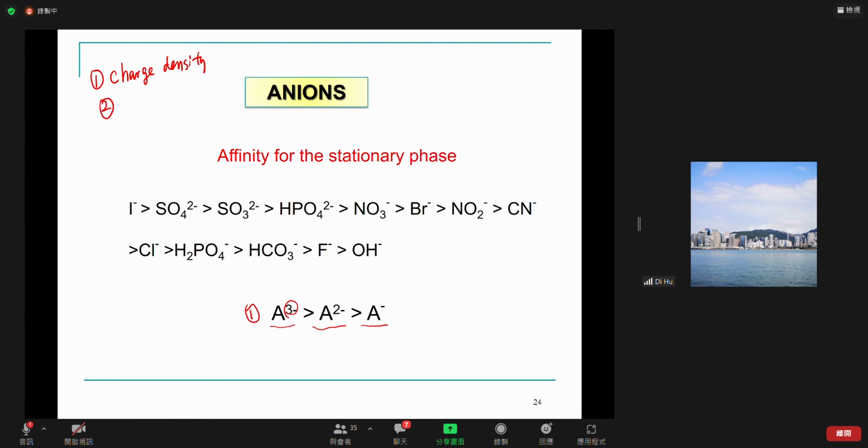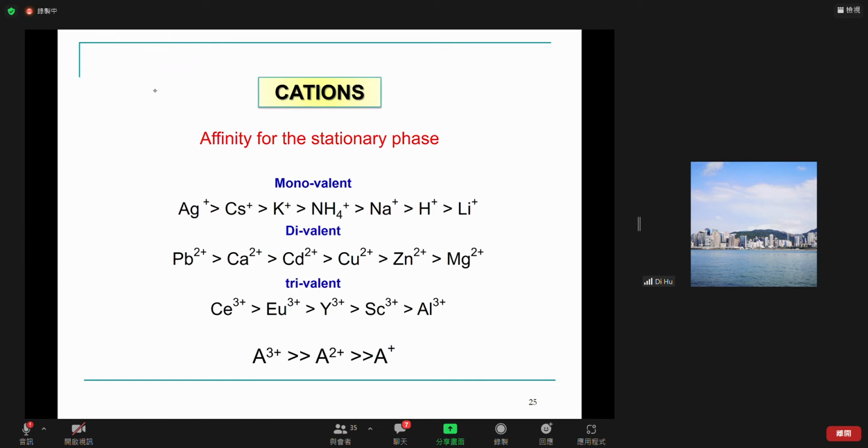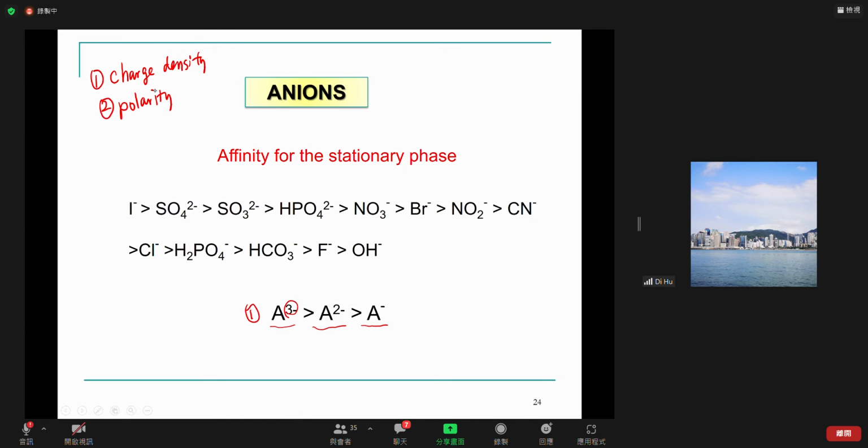The second one, you have to think about polarity. So you see that for the same group, we can already see this one, OH, has the weakest affinity. So that means this is the first one to come out. Fluoride, right? Okay. So fluoride, then chloride comes later on. Bromide, strong affinity. Iodide, strong affinity. You can see this for the same group. You see that. So how about with others?